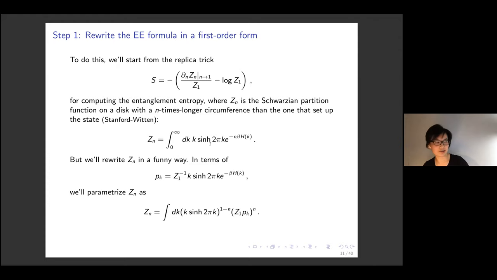My original motivation for doing these manipulations was that a similar series of steps was used by Will Donnelly to derive some formulas in entanglement entropy and compact gauge theories that I keep alluding to.